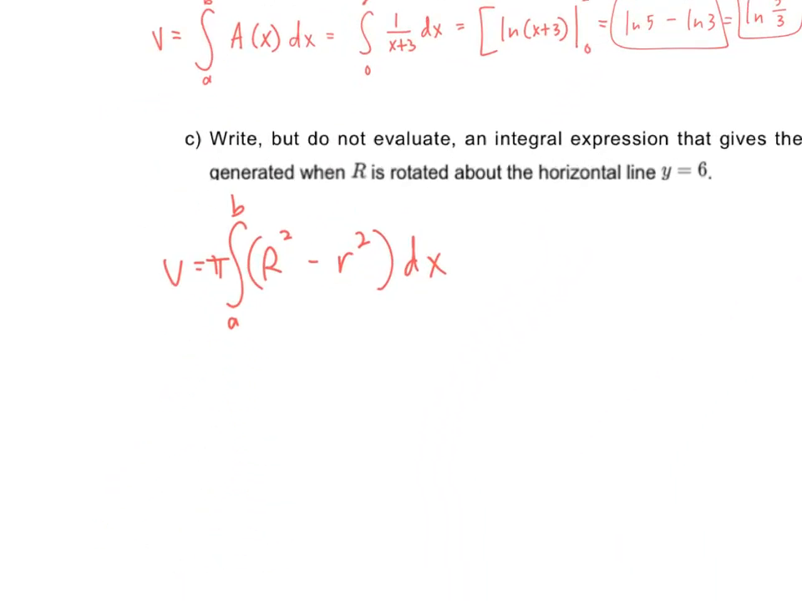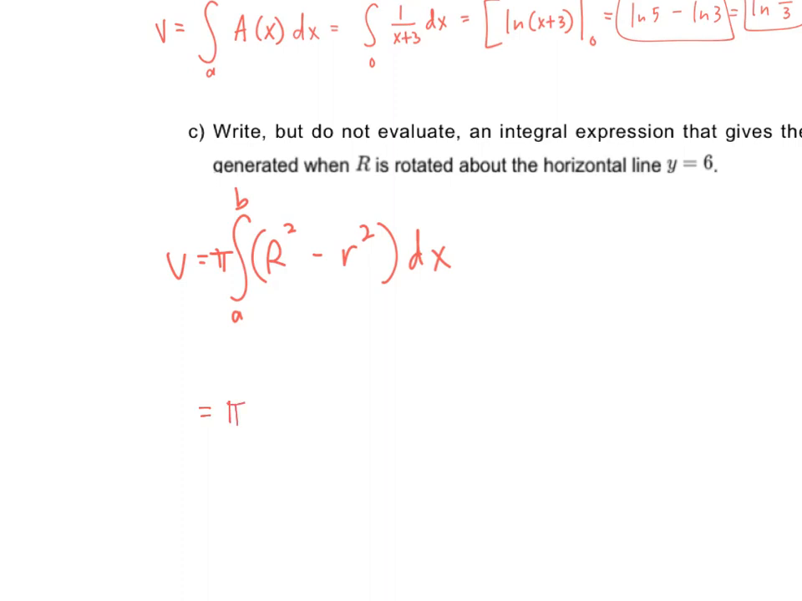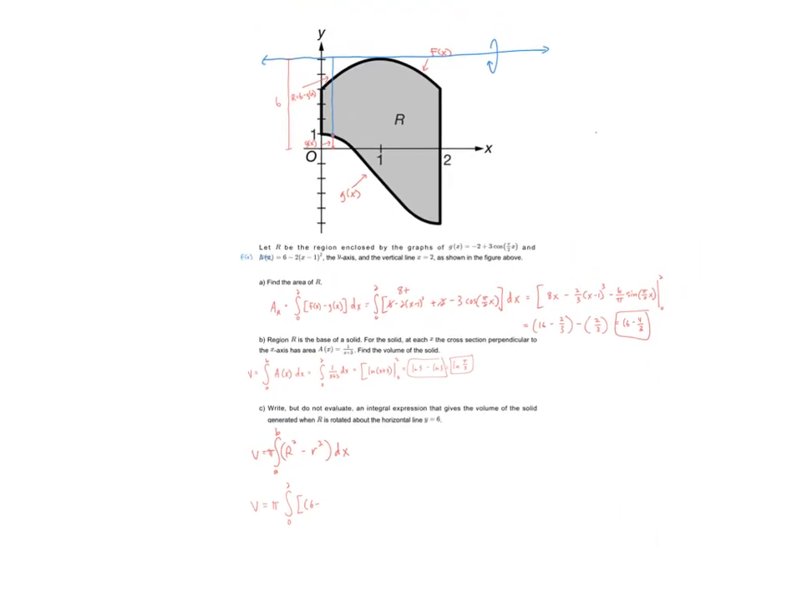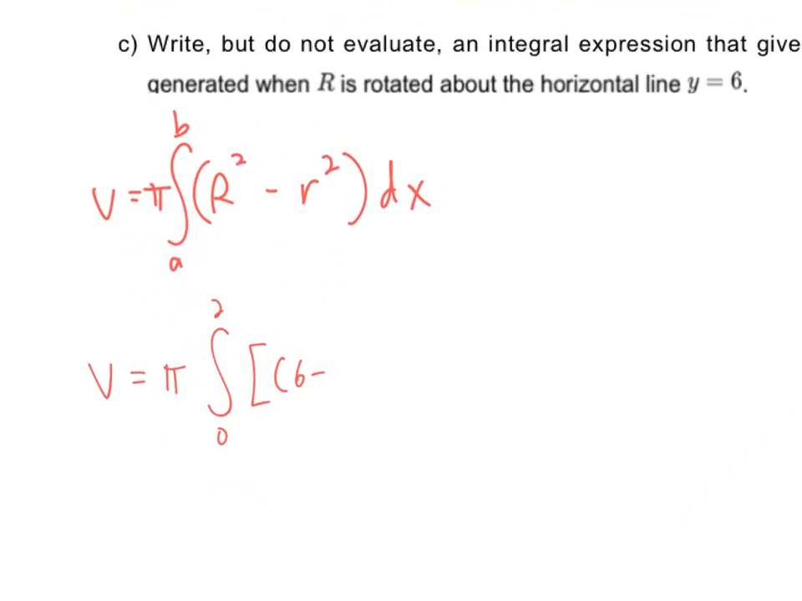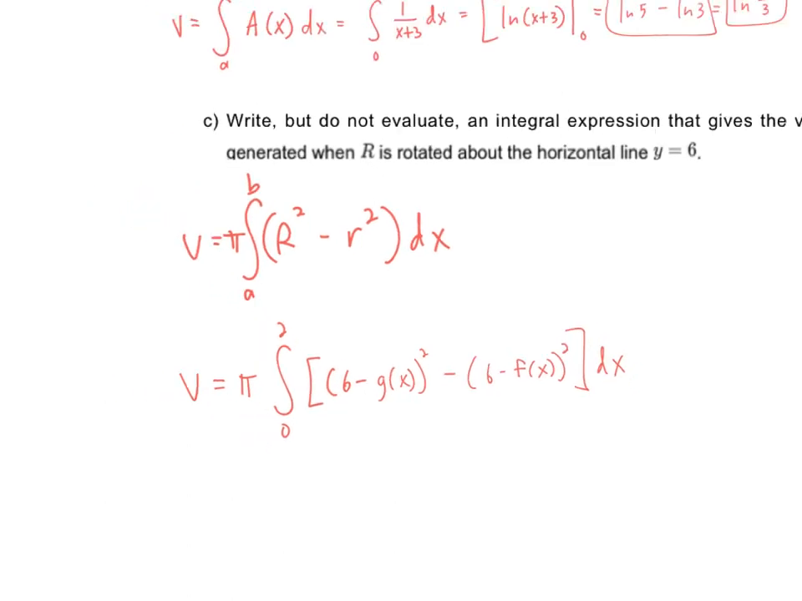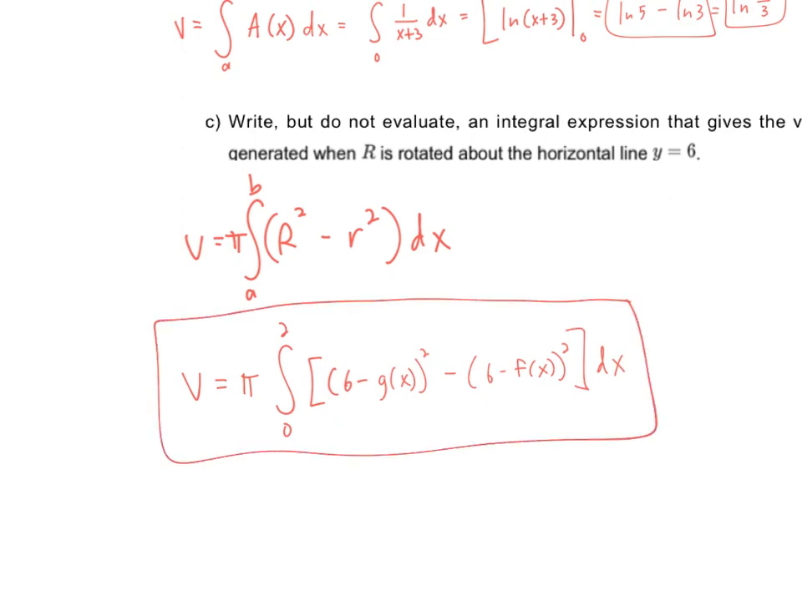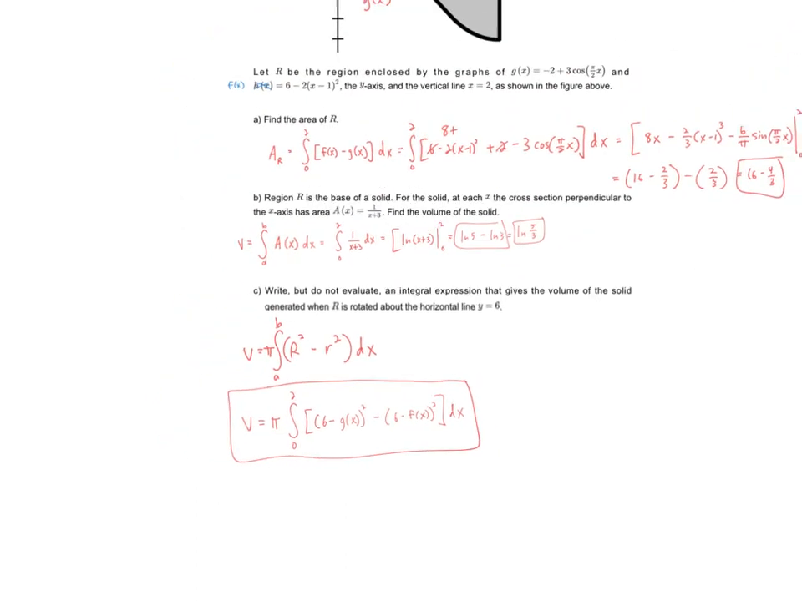So that's going to be our integral. This goes now from 0 to 2. That'll be pi times the integral of 6 minus, what was the first one? 6 minus g of x was the outside one. That'll be squared, minus 6 minus f of x squared dx. Okay, and they said write but do not evaluate, so that's what you could write.